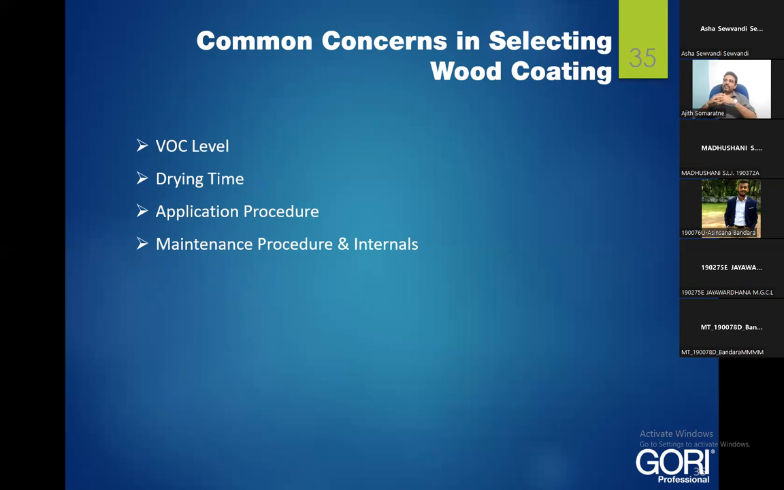Right? Then there are some common concerns in selecting a wood coating. One is VOC level, especially relevant to some projects. If you are doing a project in a resort or something like that, then they have a very significant concern about VOC level. VOC means volatile organic content. That means if we take a coating, normally in a coating there are mainly two parts. One is the chemicals to get the performance, say color or something like that, and the other is the base. Right, the base is always evaporated within the curing period.